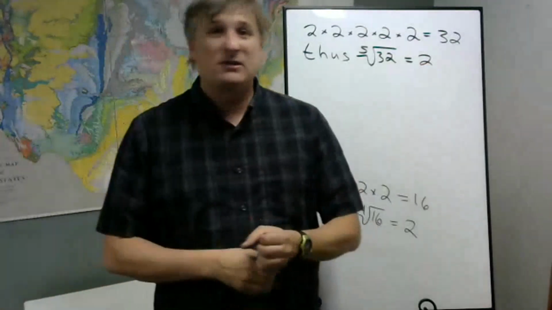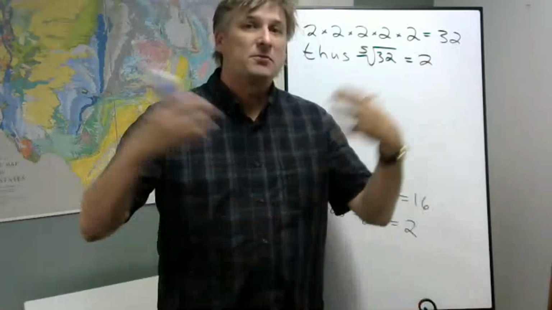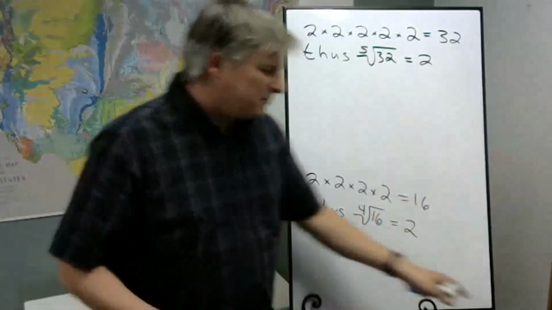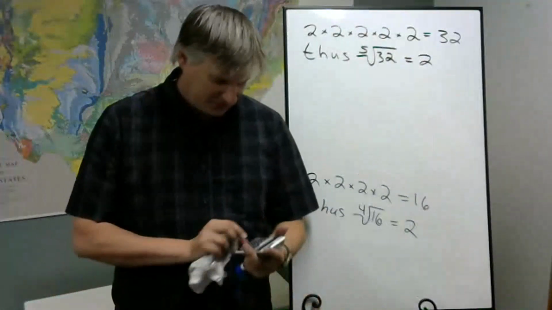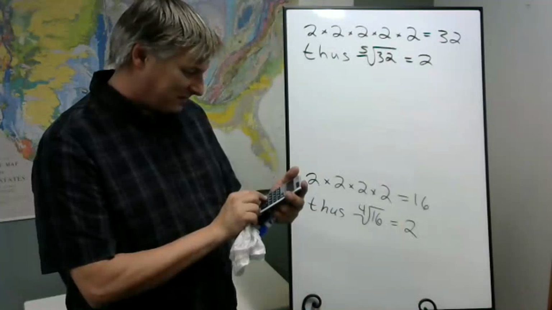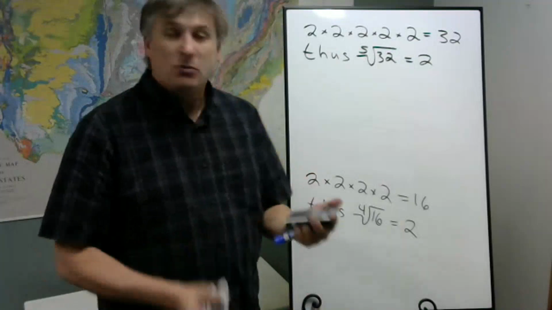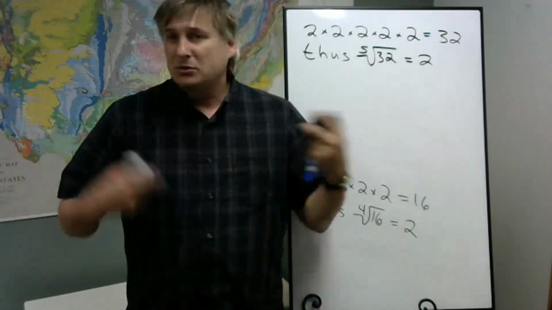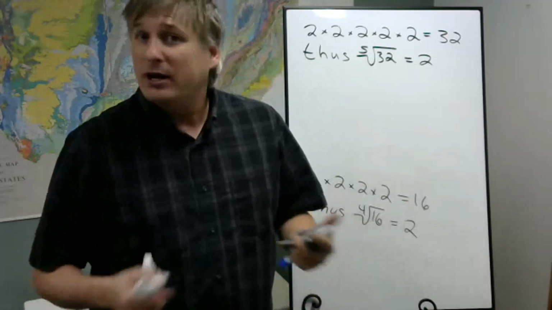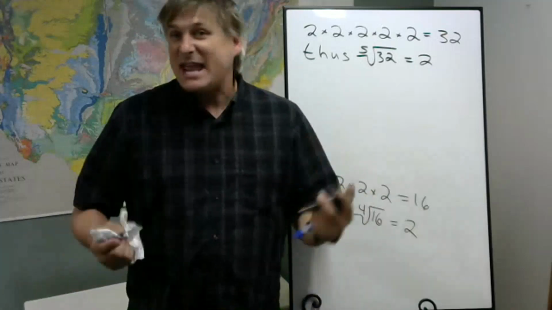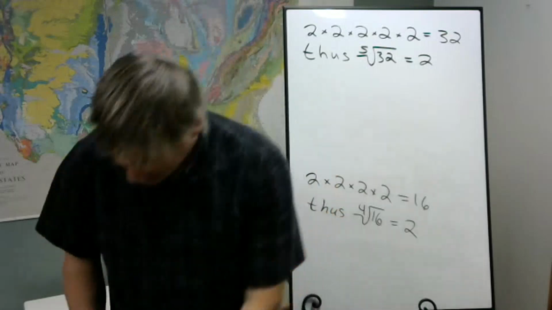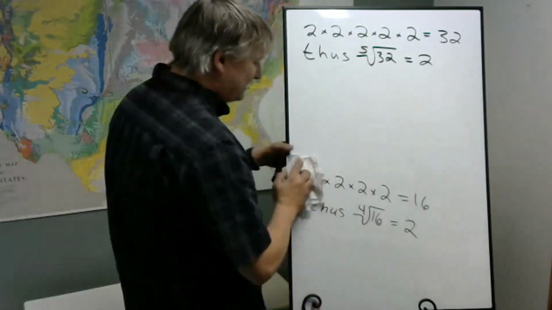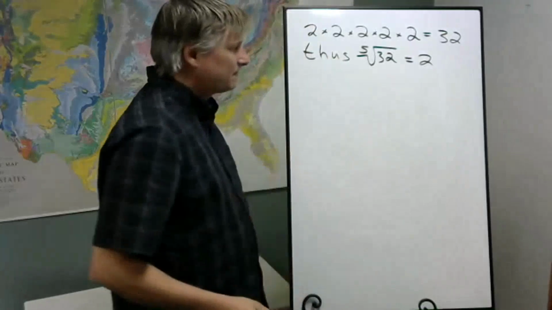And so on. This continues to 6th roots, 7th roots, 8th roots. For the 8th root, you take 8 2's, multiply them together. Let's see, 8 2's, that comes out to 256. Multiply 8 2's together, you get 256. That means the 8th root of 256 is 2. So that's this idea of higher roots.